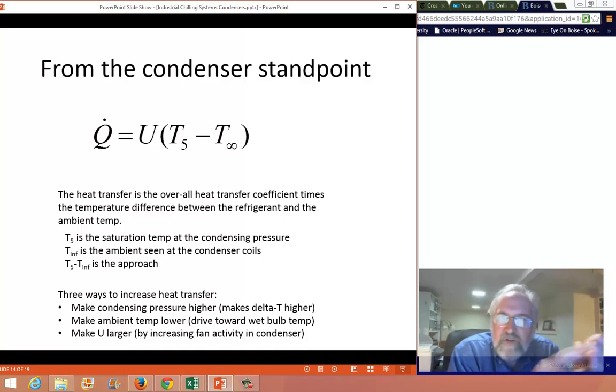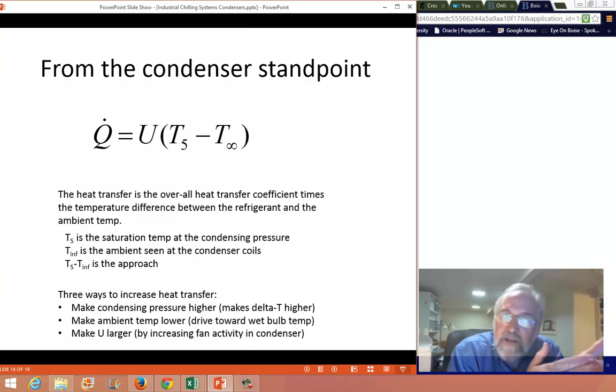Inside that U is a surface area term. There's also a combination of convective and conductive terms. So the velocity of the air going across the coils is embedded in that U term. T infinity is the ambient temperature outside the condenser. So if the water's flowing and it's evaporating, it's approaching the dew point temperature. And of course T5 is set by the pressure of your system.